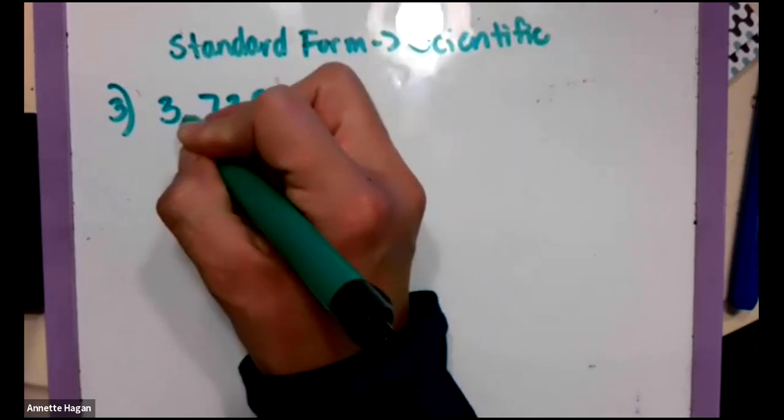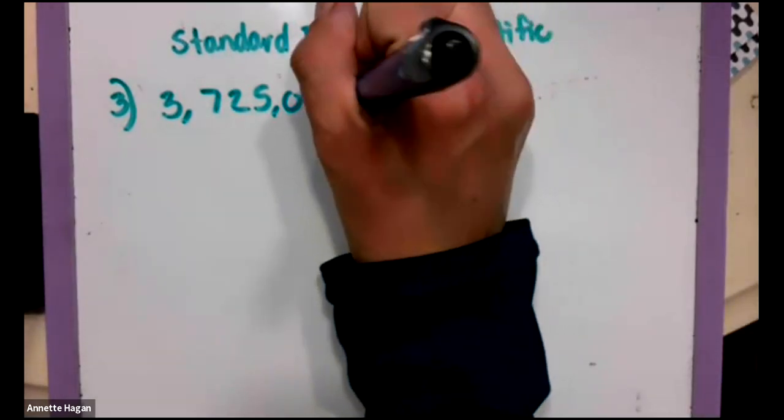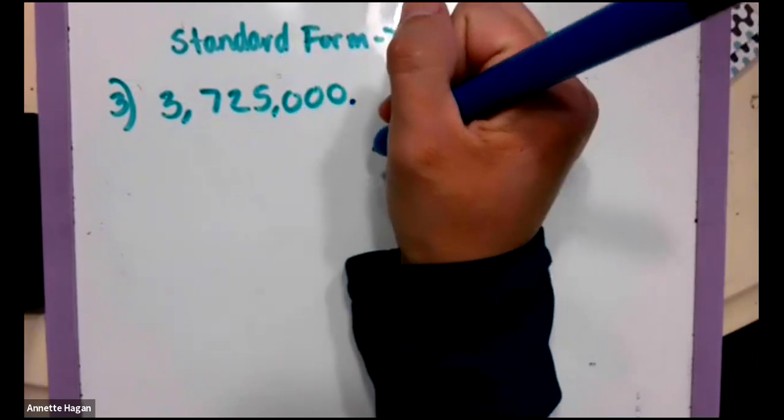Example 3, you have 3,725,000, okay? So what we want to do is we want this to be in scientific notation. That means we can only have one number in front of the decimal, and it has to be a number greater than or equal to 1, but less than 10. So first thing you're saying is, well, wait a minute, I don't even see a decimal here. You actually know that it's understood. The decimal is understood to be back here behind the 0.